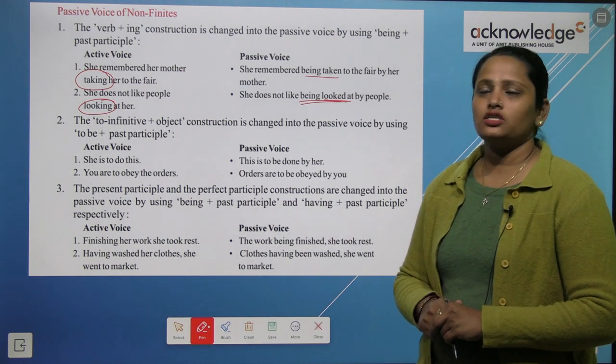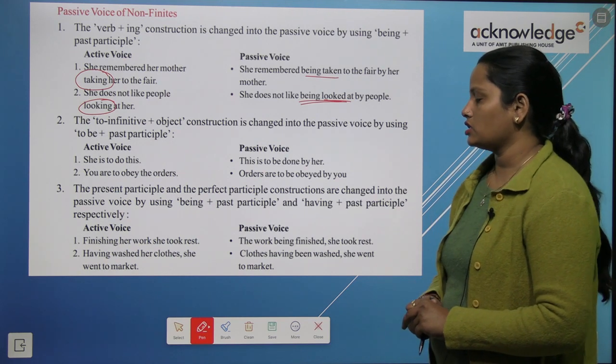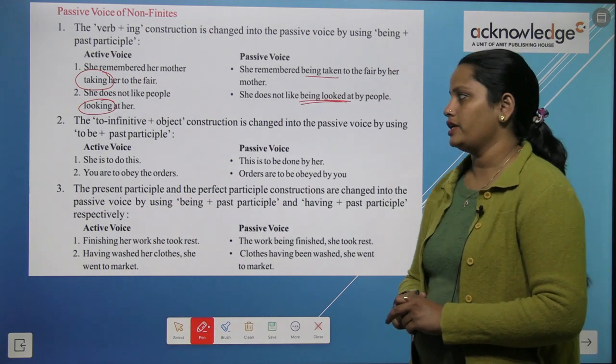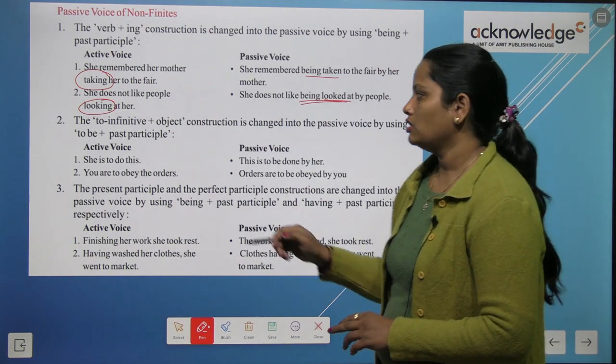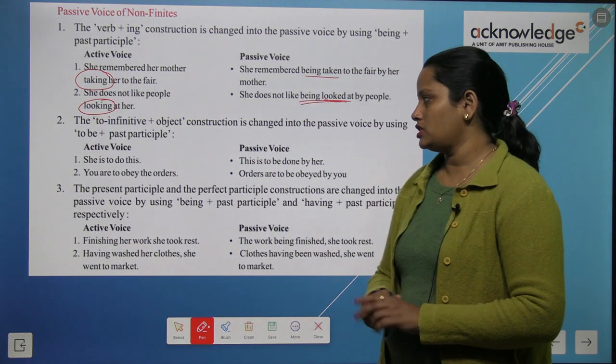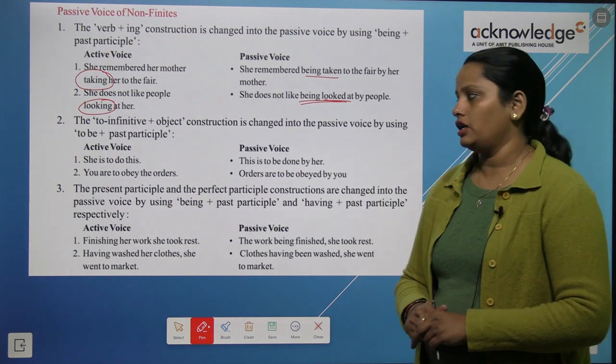Now the next point is the to-infinitive plus object construction is changed into the passive voice by using to be plus past participle. So here in the active voice: She is to do this. And when we convert it into passive: This is to be done by her.